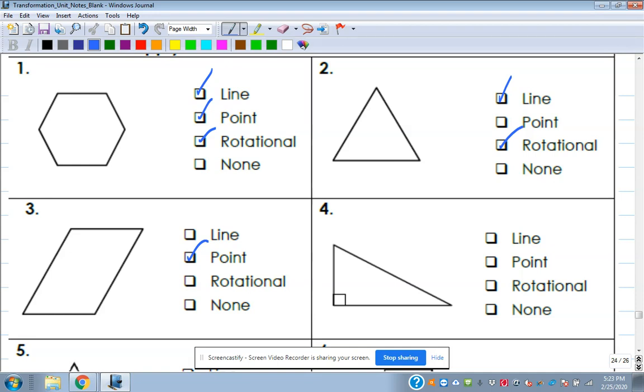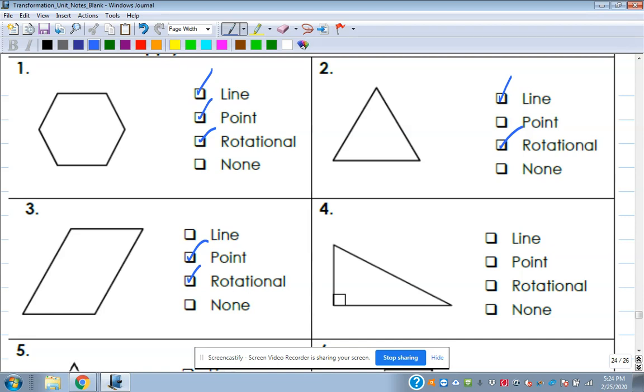That's point symmetry, but isn't point symmetry a special rotational symmetry? Rotational symmetry is anything less than 360 that we can rotate it and get it to match. 180 is less than 360. So point symmetry and rotational symmetry go together. If it has point symmetry, guess what else it's going to have? Rotational symmetry. That doesn't go the other way, though. If you have rotational, that doesn't necessarily mean you have point symmetry. But if you have point symmetry, you automatically have rotational symmetry.